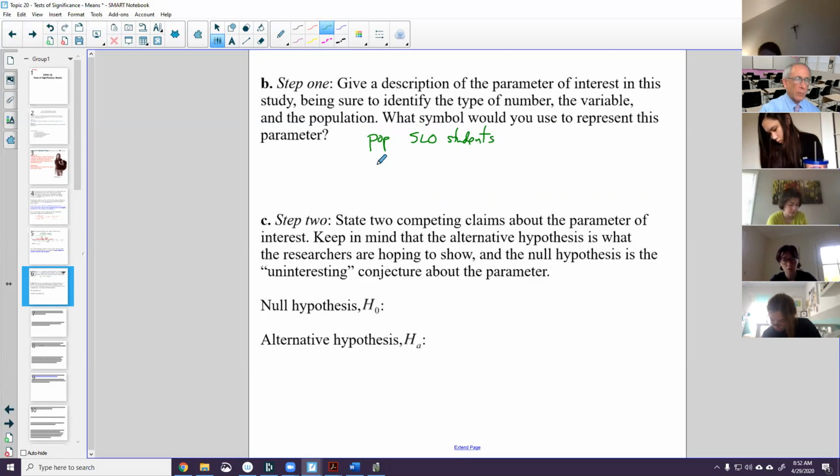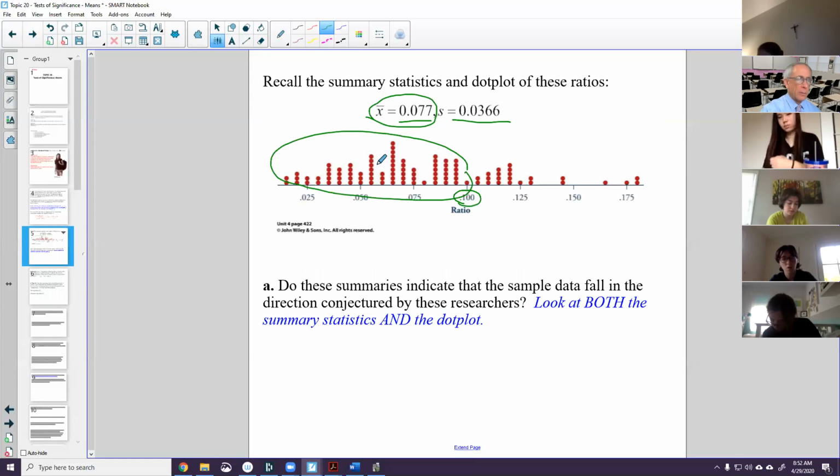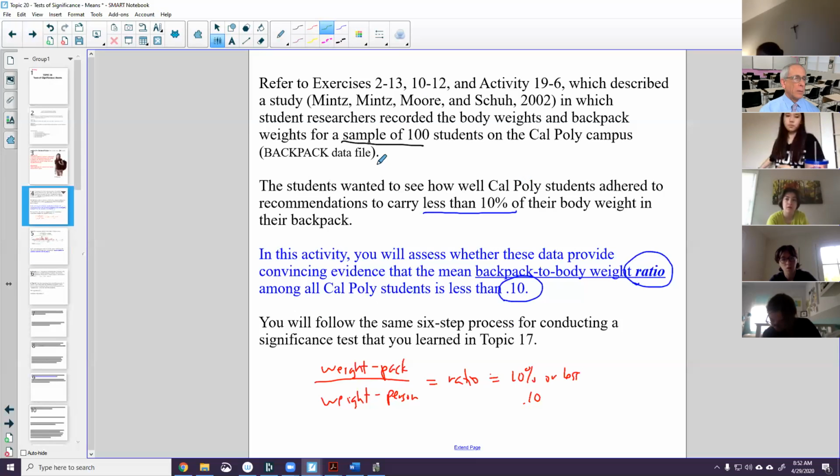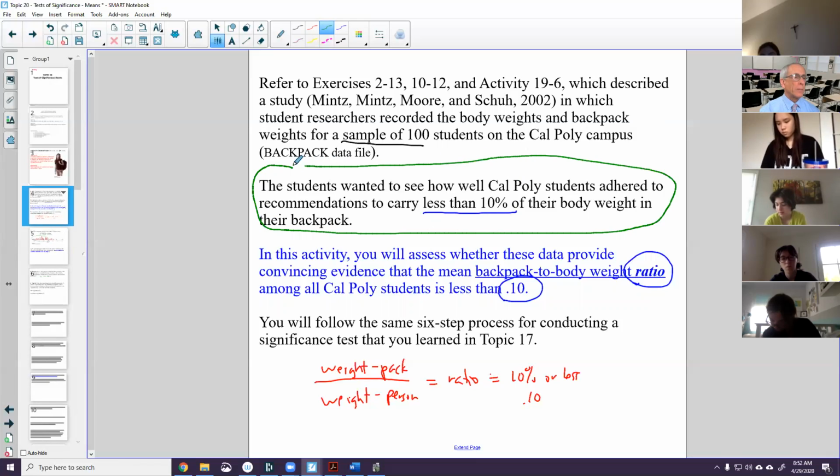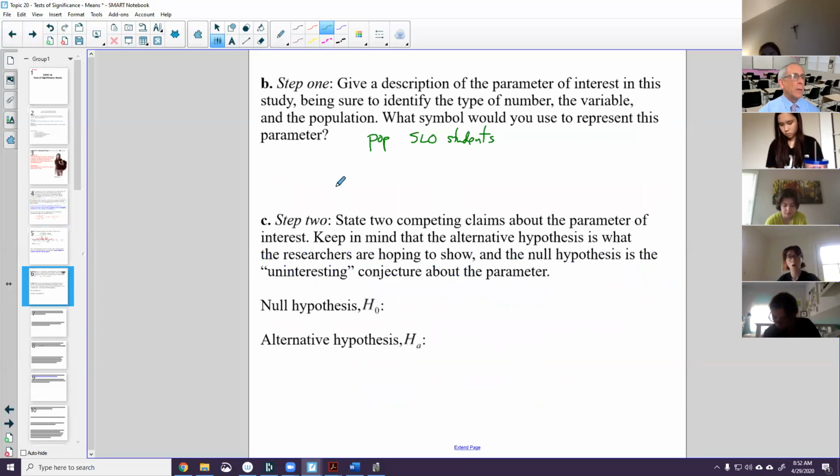Let's go back to the problem. The problem is saying, right here, how well they adhered to the recommendations.